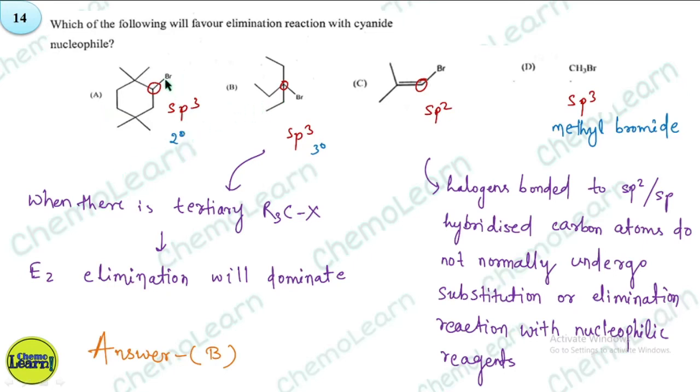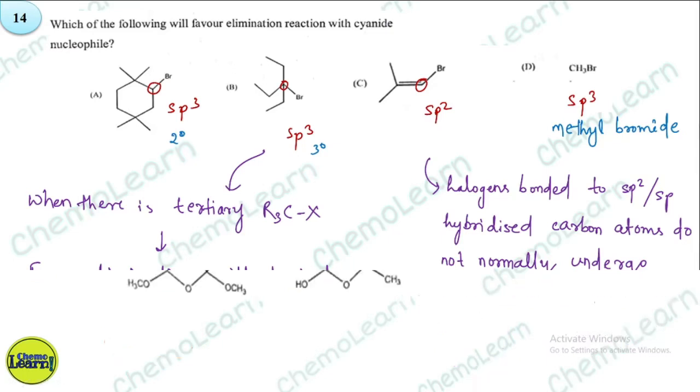Here this bromine is attached to a secondary carbon atom, but here bromine is attached to a tertiary carbon atom, and when there is a tertiary carbon, elimination reaction dominates. So option B is our right answer.